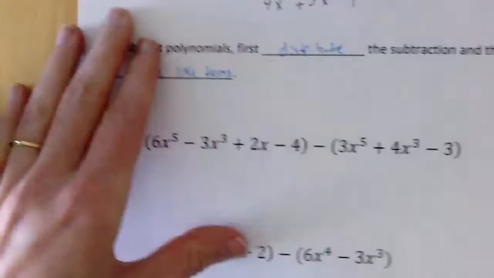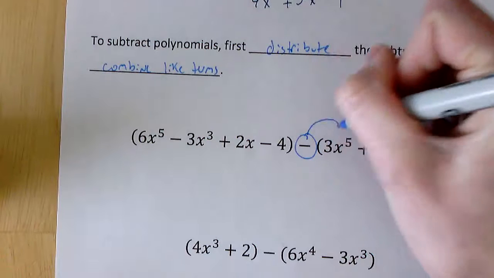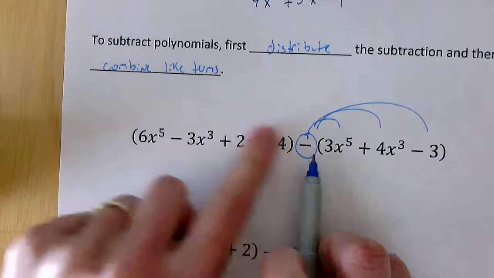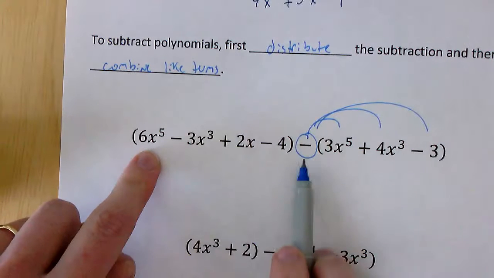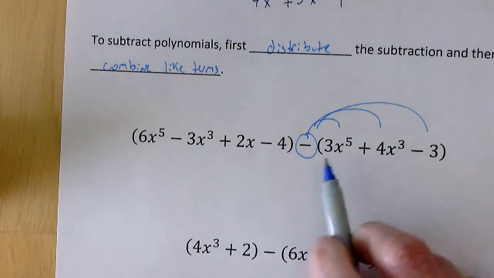So we're going to distribute the subtraction. When you do that, you take this subtraction and you distribute it to everything after it. You're not distributing the negative to these guys, and you're definitely not distributing these things to anything. It's just this negative, okay? And all that's going to happen is it's just going to change the signs of everything that's here.